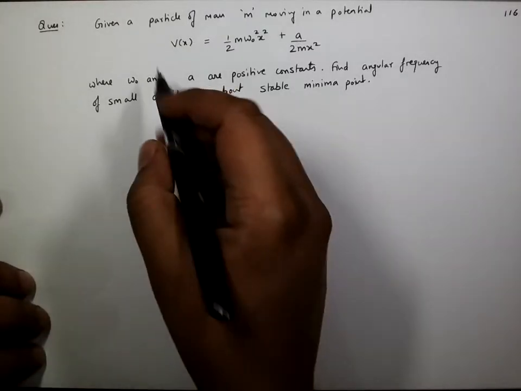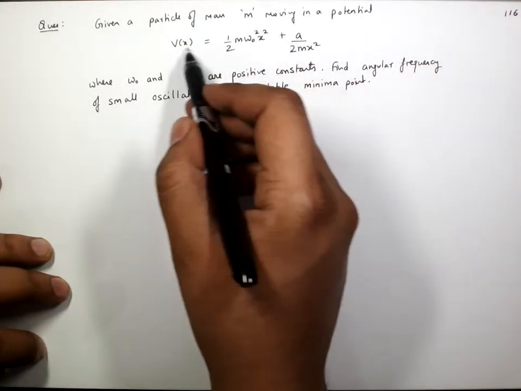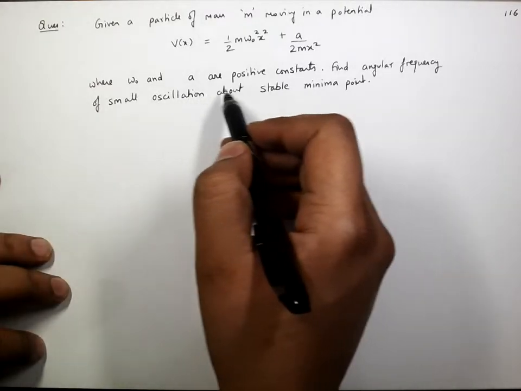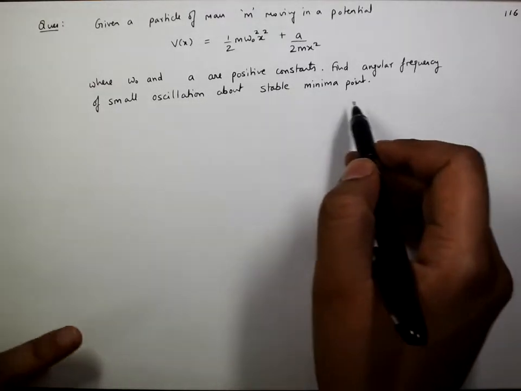So we have a question: given a particle of mass m moving in a potential V as given, where omega naught and a are positive constants, find the angular frequency of small oscillation about the stable minima point.